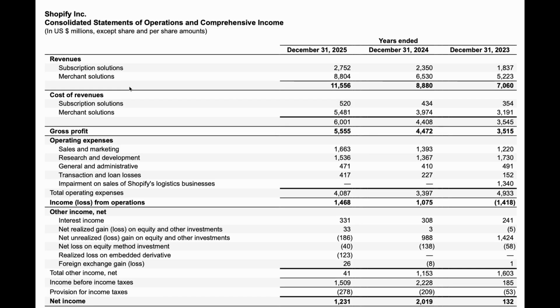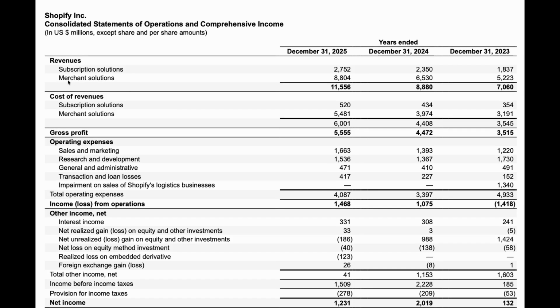The second revenue line that they have is called merchant solutions. And those are payments, this is Shopify Capital, this is shipping, fulfillment, etc. Merchant solutions came in at about 8.8 billion, which gives them a total revenue of 11.6 billion. Also, if we look at last year's revenue, which was already at 9 billion, that is this 30% year-on-year growth. That is significant growth for a company of that size.